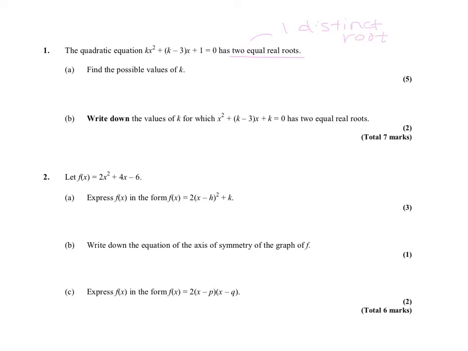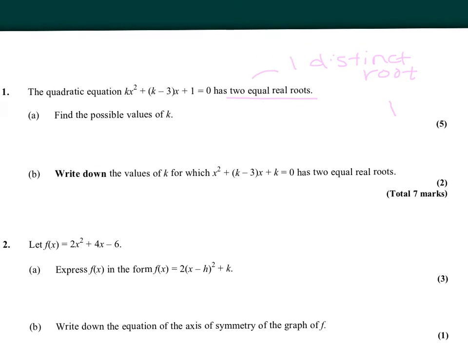So if there's only 1 distinct root, that means that our discriminant is going to have to be equal to 0. Just by writing that, I'm earning a method point. Notice that this is worth 5 points, so that's a method point right there. Then I'm going to go ahead and substitute in for the discriminant. So b is this k minus 3. So k minus 3 squared minus 4 times a, which is just the k right here, and c is just 1.